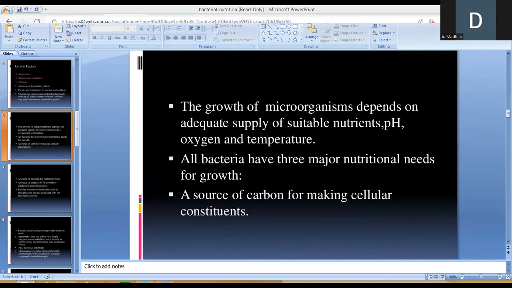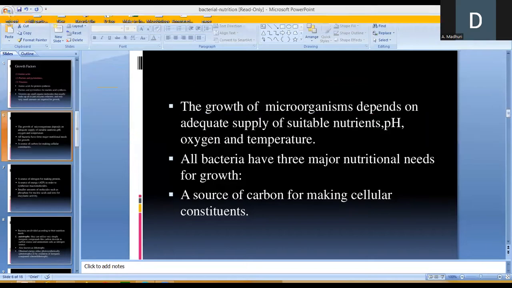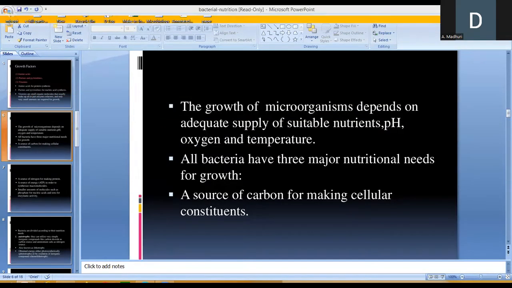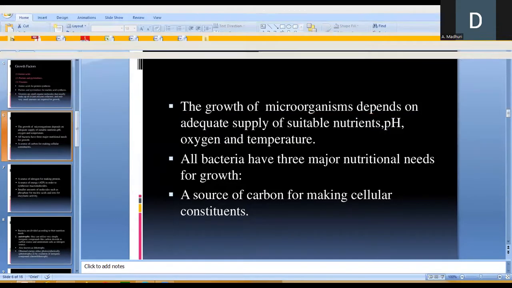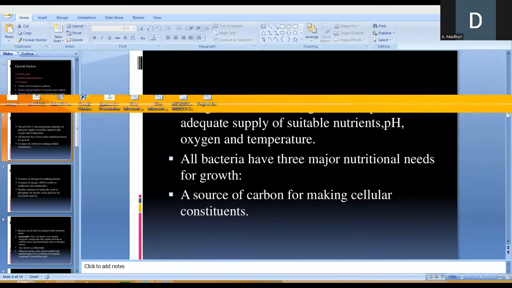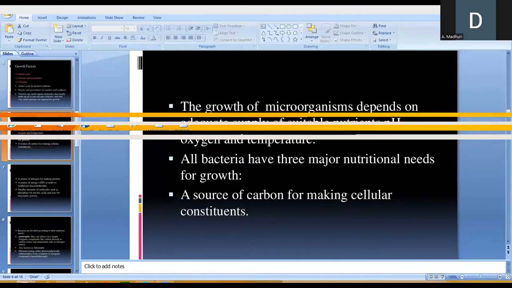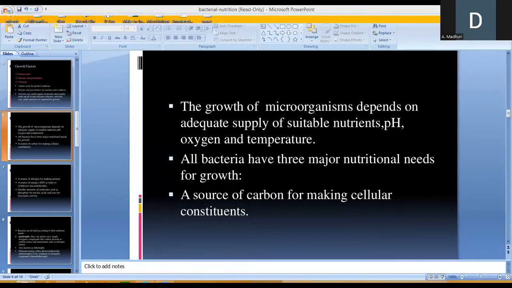So now we have understood what is required for the bacteria or the microorganism to grow. What are required? It requires nutrition, which consists of macronutrients, micronutrients, and growth factors. Okay. And apart from that, we also discussed it requires suitable conditions.